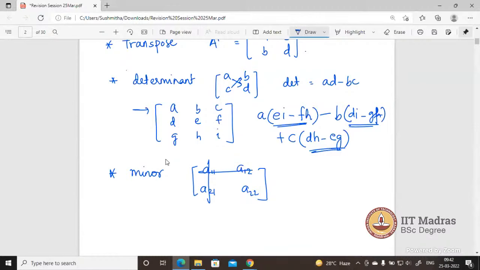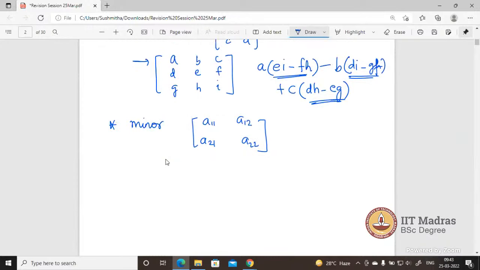If it's a 4 cross 4 matrix, then the minor of any element would be the determinant of a 3 cross 3 matrix, right? Because when I remove the row and column corresponding to it, I'm reducing the size of the matrix by 1. So the minor of A11 here would be A22. The minor of A21 would be A12. Similarly, the minor of A12 would be A21, and the minor of A22 would be A11.